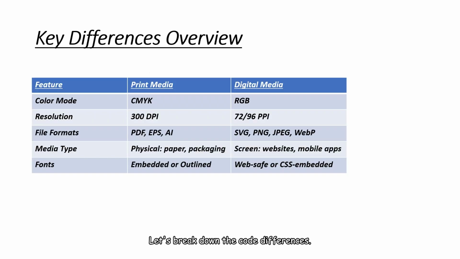Let's break down the core differences. Print media relies on CMYK color, high resolution, and formats like PDF and EPS. Digital media, in contrast, prefers RGB, screen optimized resolution, and formats like SVG or PNG. We also see differences in how fonts and file types are handled.